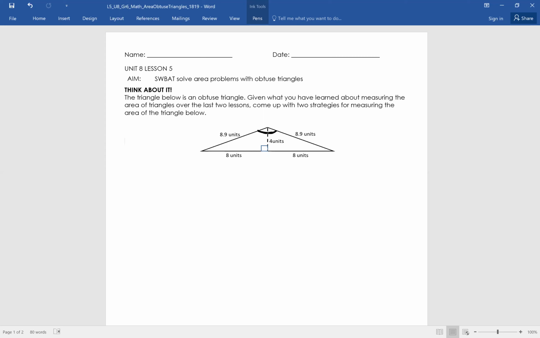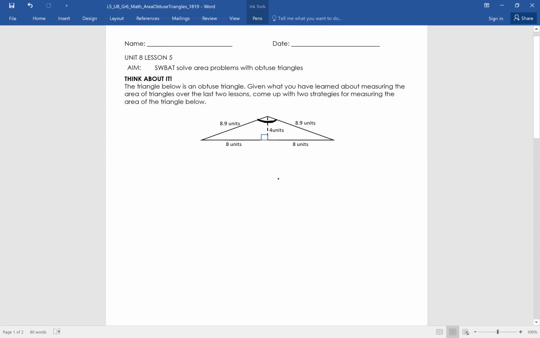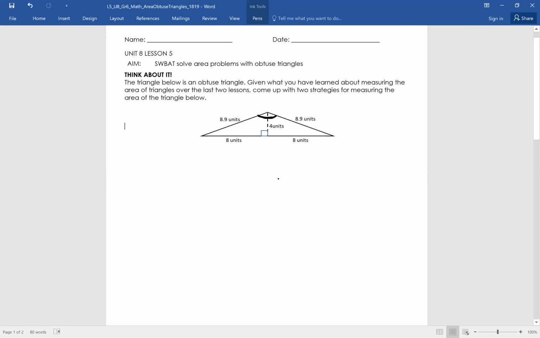The triangle below is an obtuse triangle. Given what you have learned about measuring the area of triangles over the last two lessons, come up with two strategies for measuring the area of the triangle below. So think about yesterday's, or Lesson 4's, okay? So we came up with two methods towards figuring out the area of the triangles.